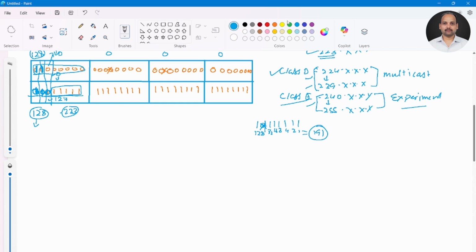So there is one more concept that comes into the picture, that is called the public IP range and private range. You'll see class A ranges from 1.x.x.x to 127.x.x.x.